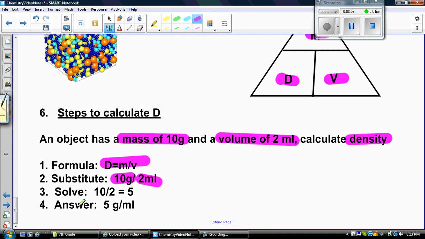Then I'm going to make sure my answer has my units. So remember, mass is measured in grams. The volume was measured in milliliters, so the units are grams per milliliter. And you're going to get some practice with this, with calculating density, also with calculating mass and volume. Okay, that concludes our notes on the physical properties of matter.